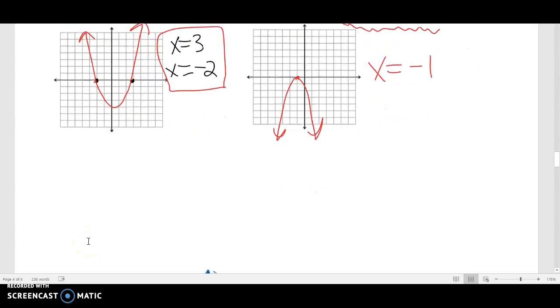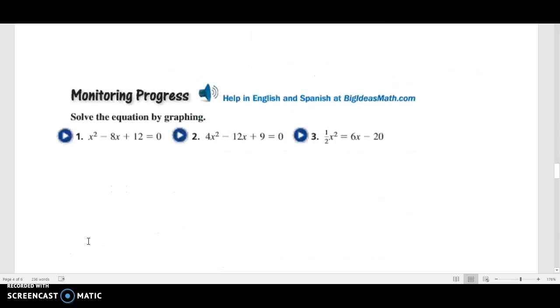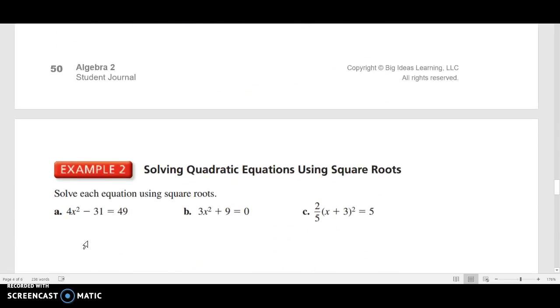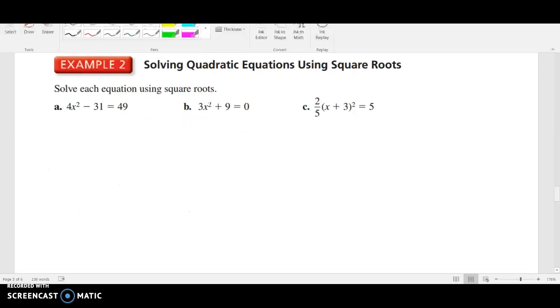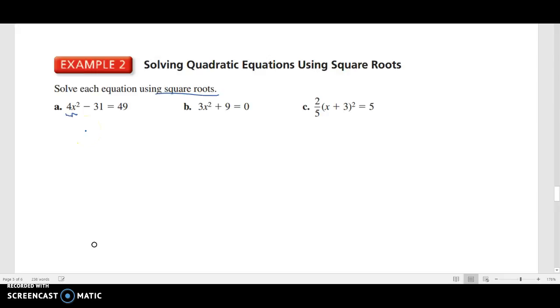Now skip the monitoring progress, we'll do those in class tomorrow, and take a look at example 2. We want to solve now using square roots. So we want the x squared term to be all by itself. So I'm going to add 31 to both sides. So I'll get 4x squared equals 80. Then I divide both sides by 4 to get x squared equals 20.